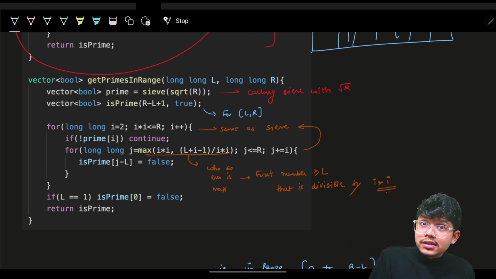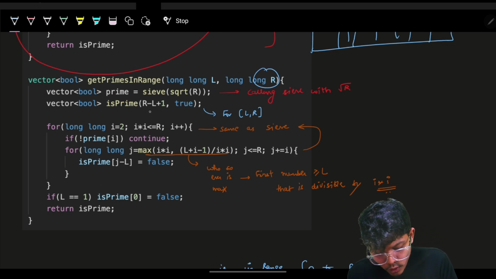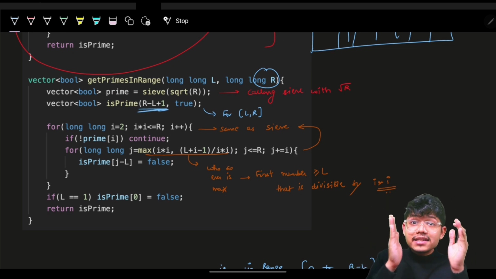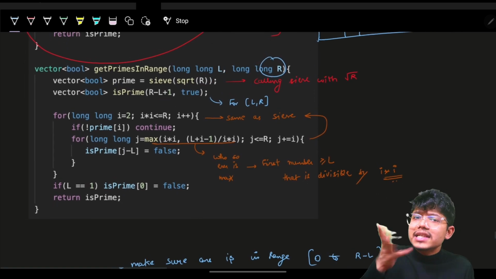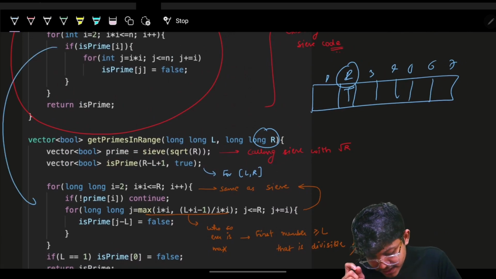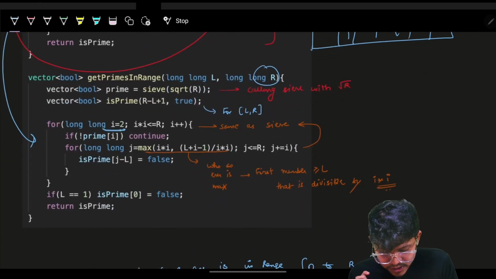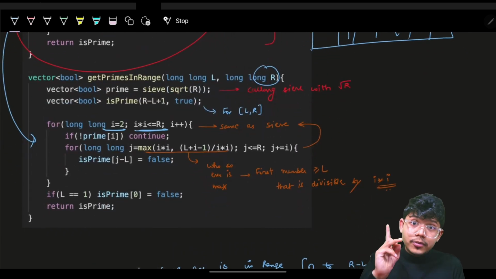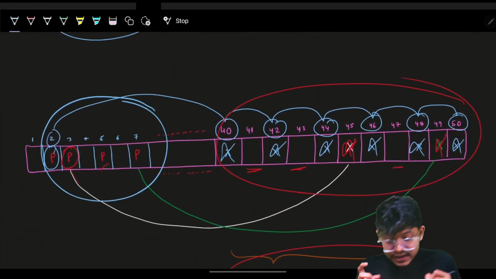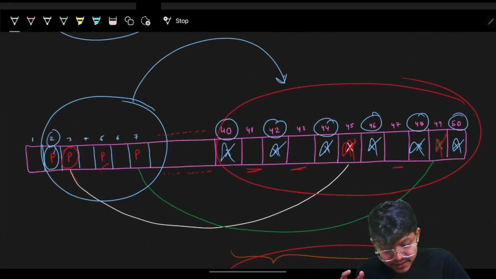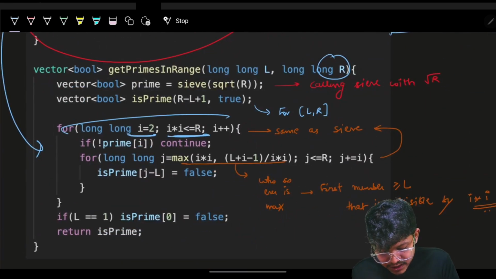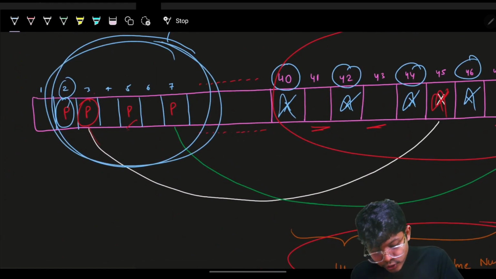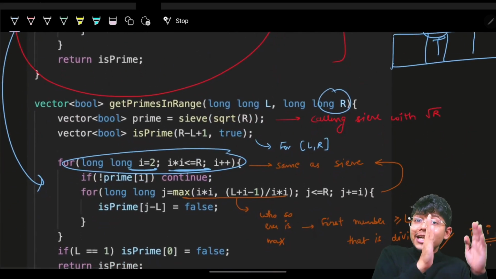But for the current answer, from L to R, I have to find out whether the numbers are prime or not, right? So I will make an array of size R minus L plus 1. Now in this, I'll apply the exact same sieve logic. Simply start from 2 up till root R, because I will use this portion to make the entire portion from L to R as composite.